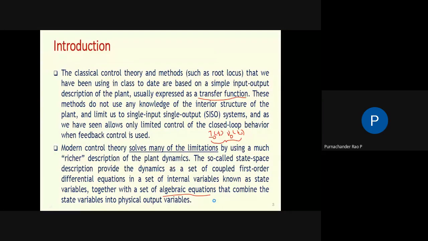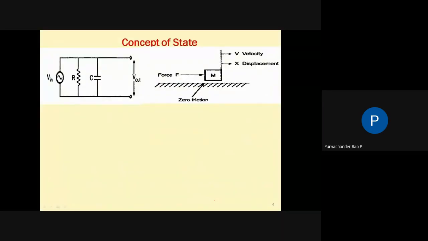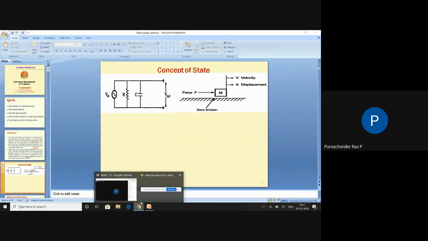Now we'll see the concept of a state. So we are calling it state space analysis. So what is a state? Anyone, can you answer what is a state? What is the importance of a state? Just answer it in the chat box. Anyone, can you answer what is a state?